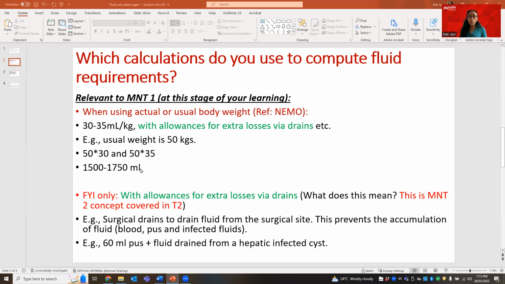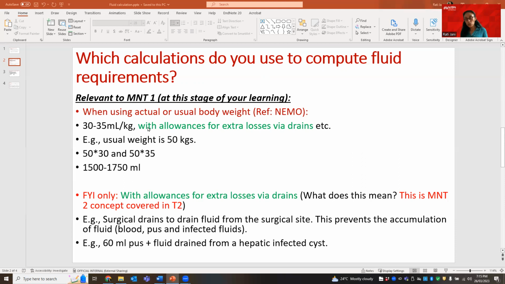Okay. Again, this is just a little FYI, which I wanted to share with you. Again, this is higher level learning. It is more complex. And again, this is an MNT2 topic. So yes, you will not be just thrown into a case study where you will be like, okay, now you should know what is drain losses and things like that.